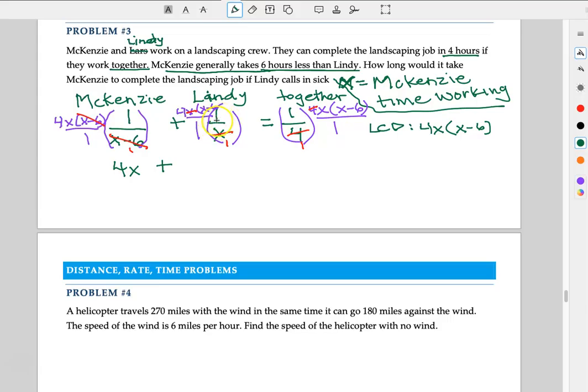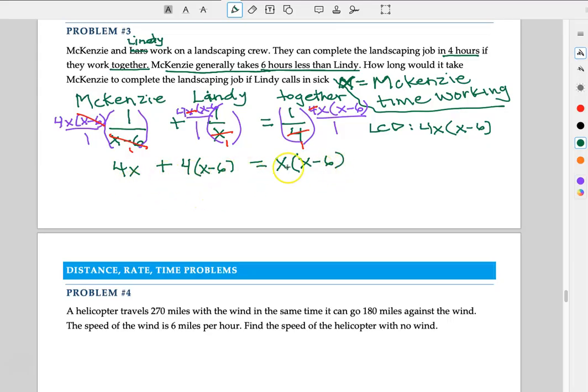The one on Lindy. Can you read that? I think it's 4x minus 6. Yep. And then on the one together, we get rid of the 4. So it's x minus 6. Yeah.